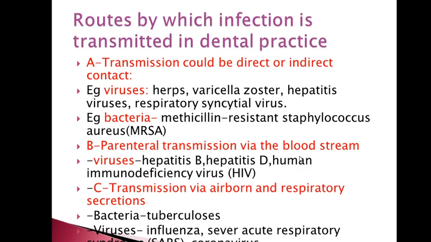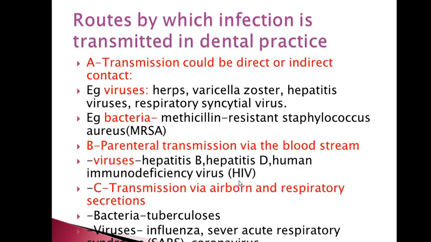The second type of the route of transmission is parenteral transmission, which is via the bloodstream. The viruses that cause such diseases, for example hepatitis B and hepatitis D, and human immunodeficiency virus. So this is the second type, parenteral transmission via the bloodstream.